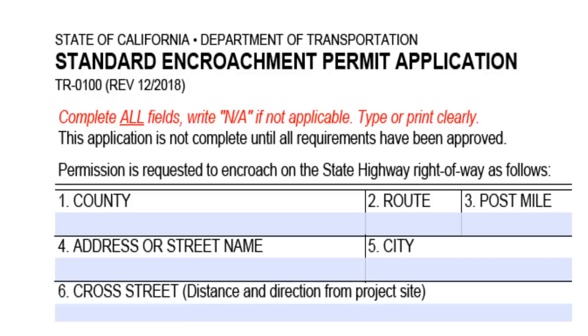Application questions 1 through 6 help us determine where your project is located, so we can avoid two projects working at the same time and at the same location.